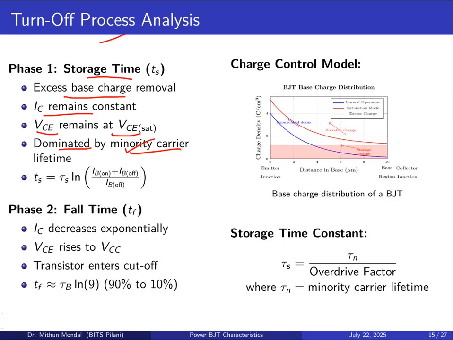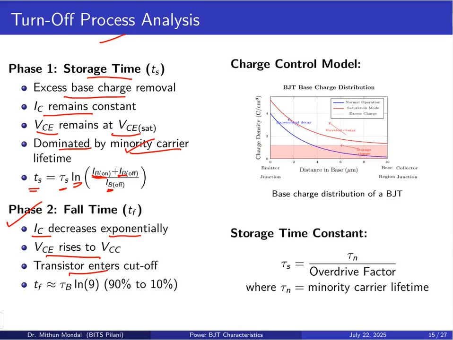So the total storage time depends upon a factor TS, which is again a constant, and this is equal to ln of the base current on state plus base current off state, divided by base current off. Then in phase 2 you have the fall time TF, where the collector current will decrease exponentially, and the collector to emitter voltage will rise to its collector voltage supply.